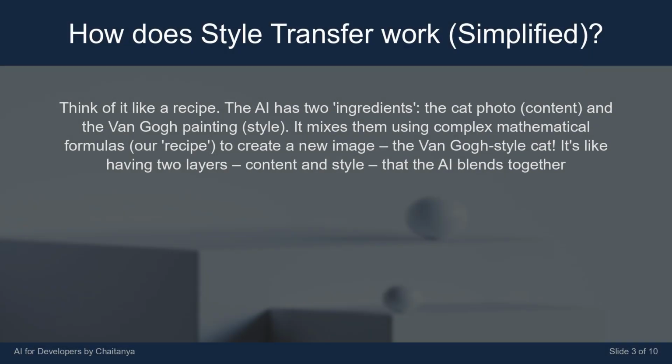Think of it like a recipe. The AI has two ingredients: the cat photo, content, and the Van Gogh painting, style. It mixes them using complex mathematical formulas. Our recipe: to create a new image, the Van Gogh style cat. It's like having two layers, content and style, that the AI blends together.